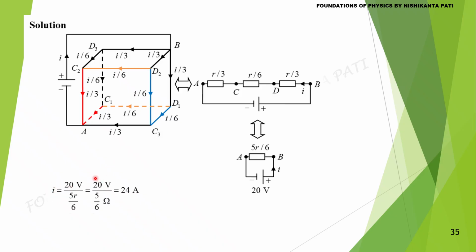I is 20 volt by 5R by 6, since R is 1 ohm. So it is 20 volt by 5 by 6 ohm, it is 24 ampere. Knowing I, we can find current in each edge of the cube.